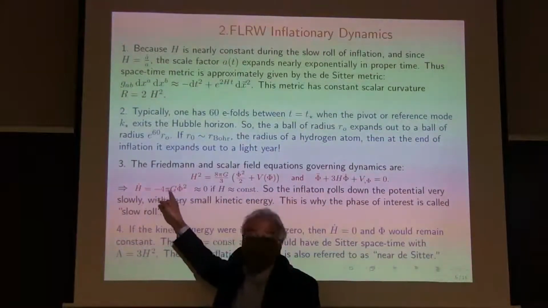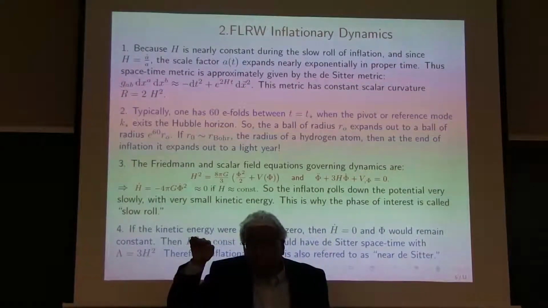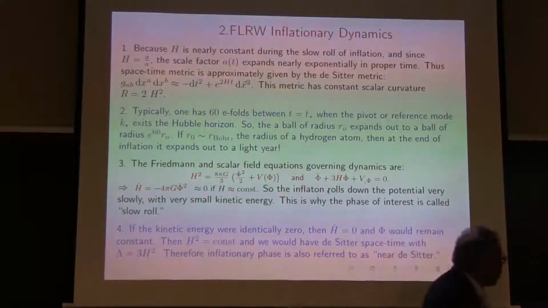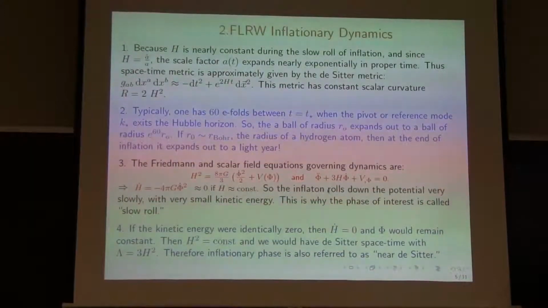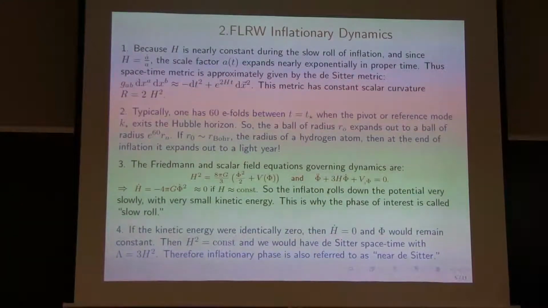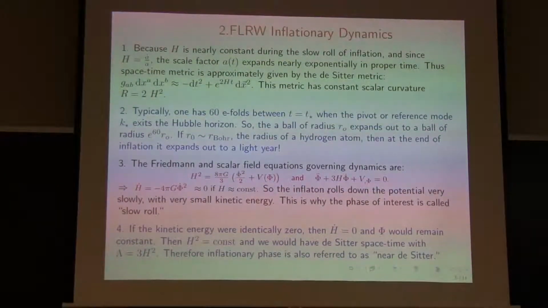As you can see here, h dot is negative. This is a positive quantity. H dot is negative, so h is changing very, very slowly. So we don't have exactly exponential expansion. We have a near exponential expansion, slightly slower than the exponential expansion, and that is why we call it a near de Sitter phase. So that is what is happening in the background.